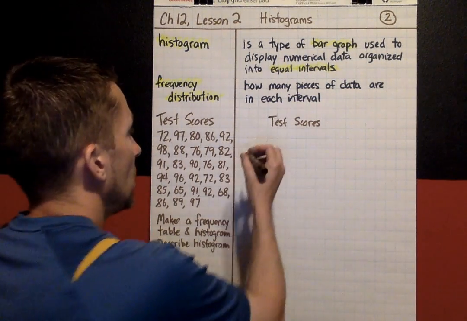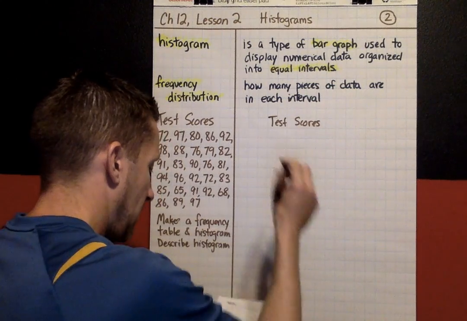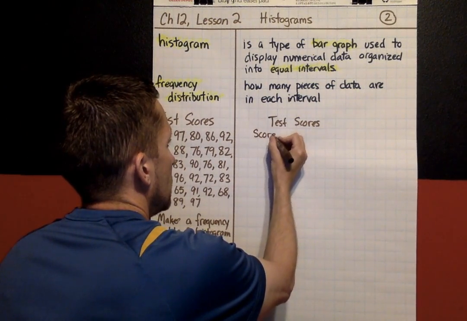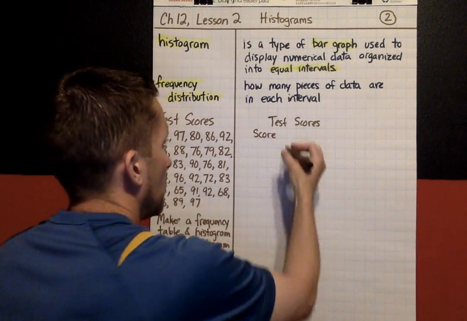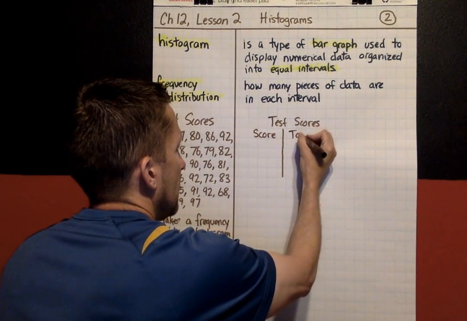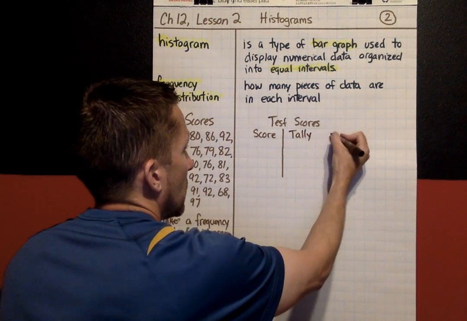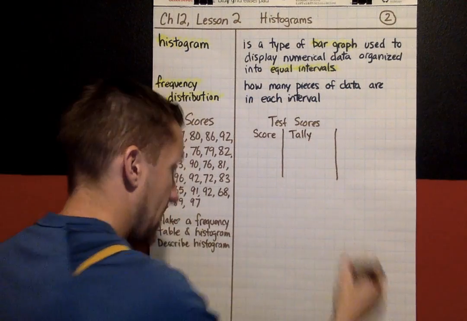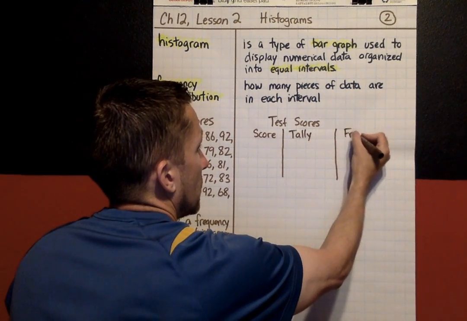So on the frequency table, I'm going to write down the score. I'm also going to write down the tally for how many scores and the frequency.